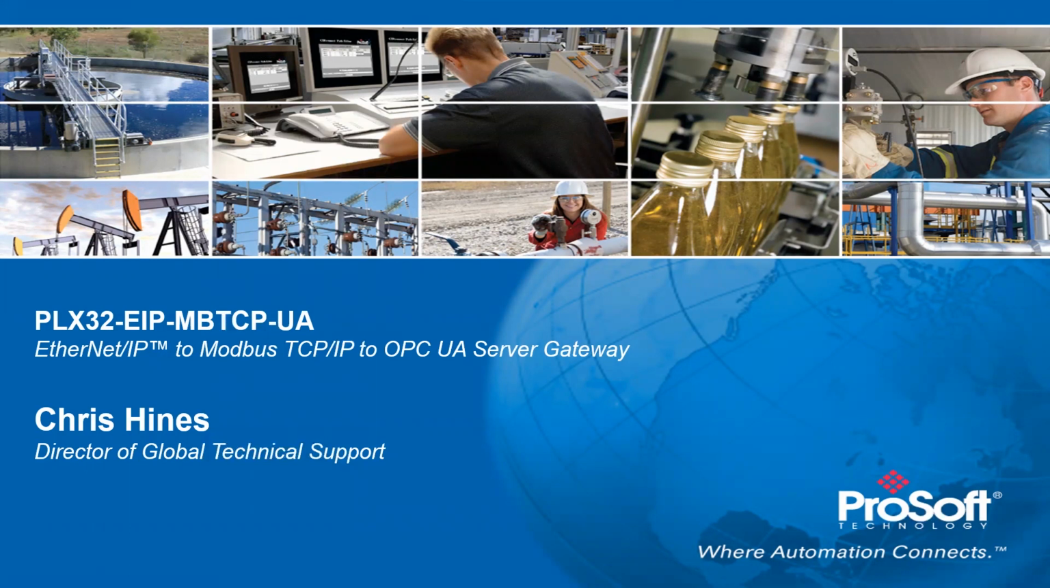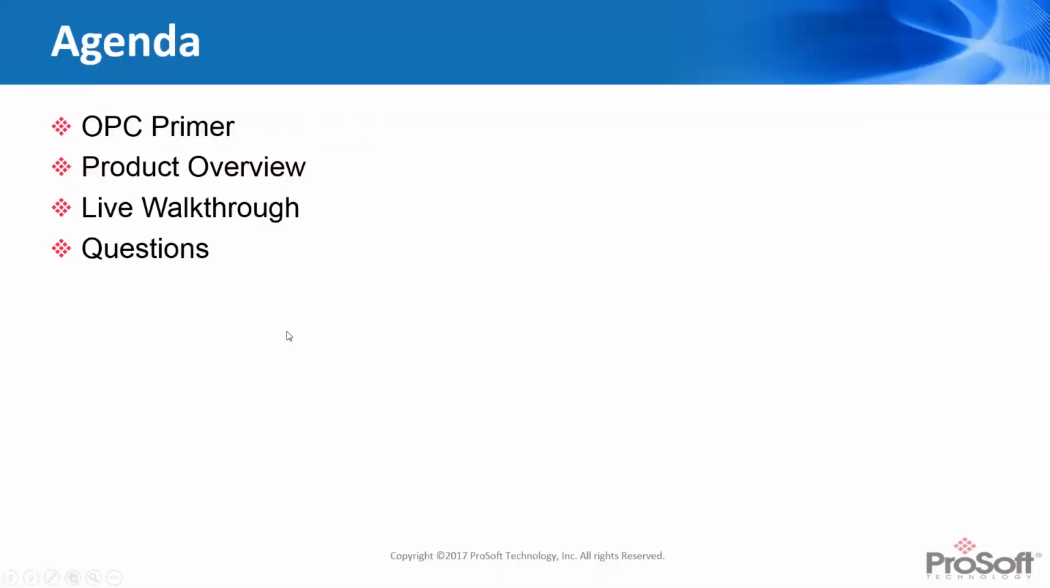And what we are talking about today is our EtherNet IP to Modbus TCP IP to OPC UA Server Gateway. What I'll go through today is an OPC primer. So kind of talk about how OPC came to be, what it was, what it is, and talk about the differences between OPC Classic and OPC UA. The next three things, other than the questions, will be really brief. I'll give you a brief product overview. Actually, I take that back. The product overview is going to be very brief. The live walkthrough will be basically what I'm going to focus on.